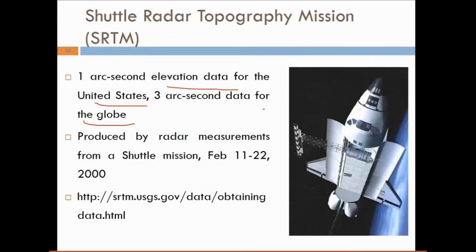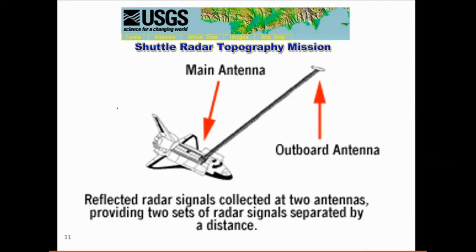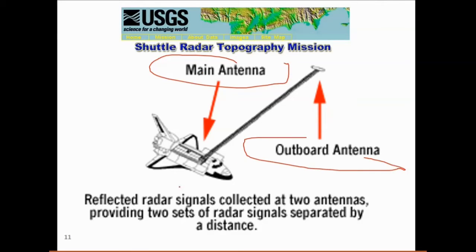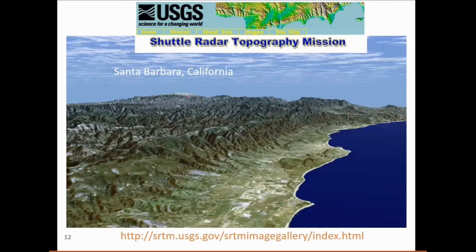It is produced by radar measurement from a shuttle mission, and you can find more information here. This is the Shuttle Radar Topography Mission. This is the main antenna, and this is the outboard antenna, and these are the reflected radar signals collected at two antennas, which provide two sets of radar signals separated by a distance. This is how you can find the elevation of that particular part.